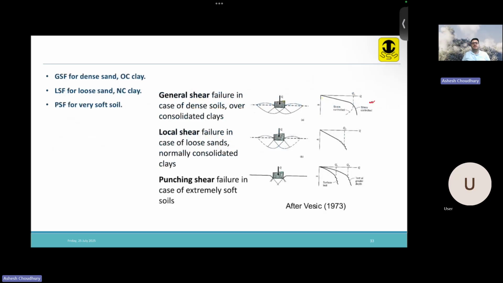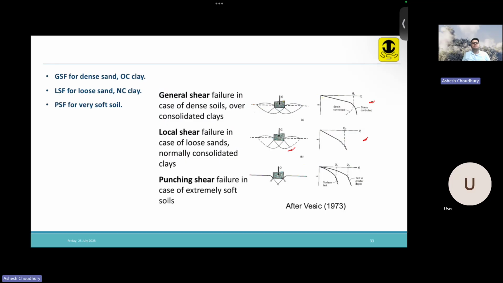In case of LSF, that is local shear failure, local shear failure happens in the case of loose sand or normally consolidated clays. So the complete failure surface does not develop. And you can see the load settlement behavior like this.